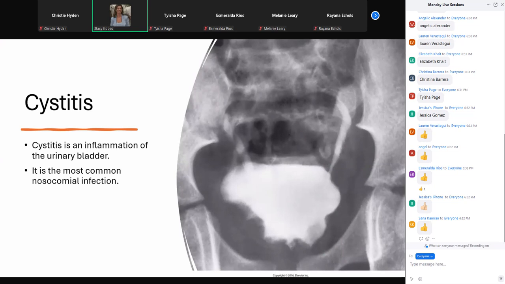Cystitis, an inflammation of the urinary bladder, and it is the most common nosocomial infection. And that's basically due to the amount of catheterizations that occur in the hospital. Patients tend to get cystitis. Remember, nosocomial infection means hospital acquired.